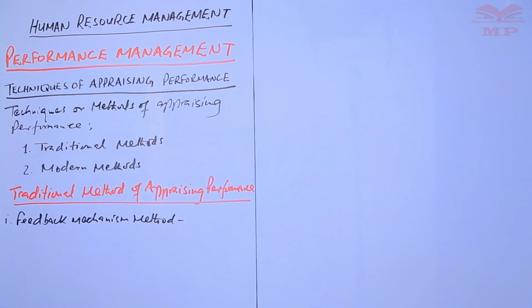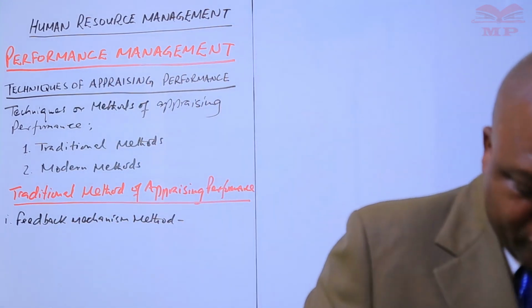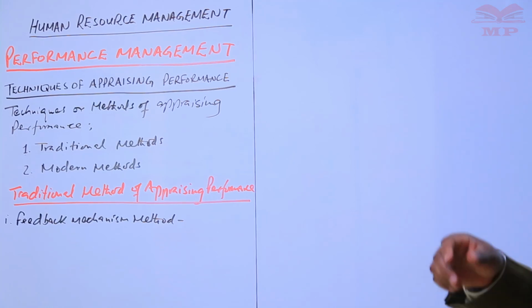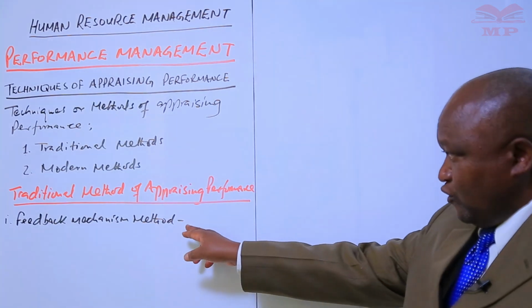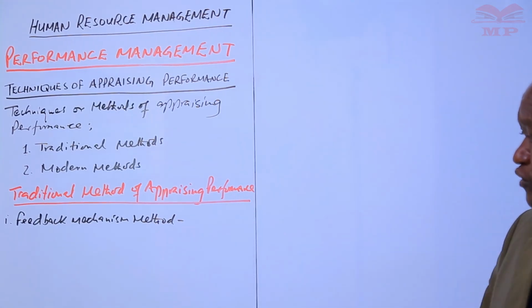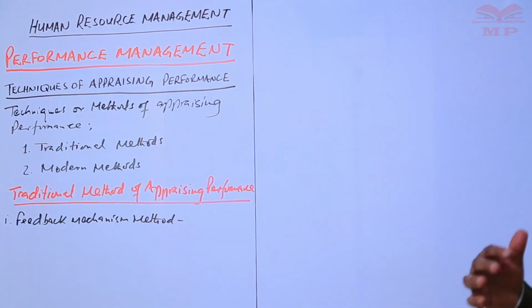So under this method, the supervisors will give the employees feedback. Employees give feedback to the supervisors, and the process is a feedback-based method, so that those who are being appraised and those who are appraising are able to get the information in a loop to ensure that feedback is given regarding the targets or the aspects that have been used for the performance process. That is one of the traditional methods of appraising performance, which can be used in a given organization. Then there is the performance ranking method.